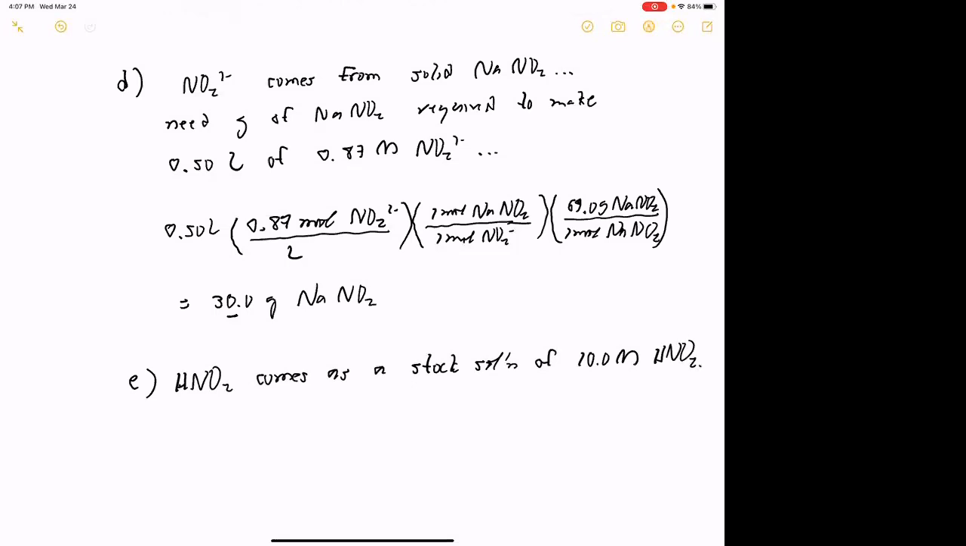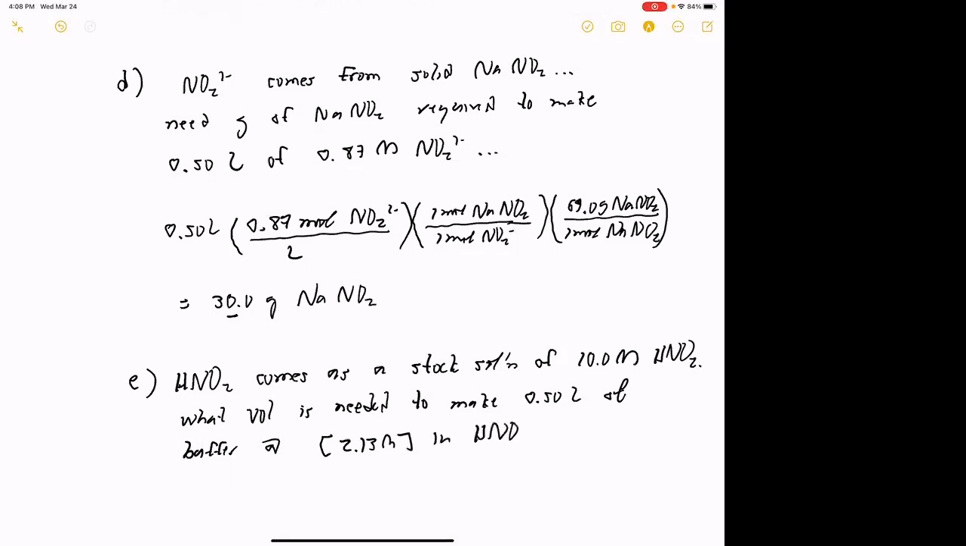All right, so what volume do I need? Again, what we're going to do is make 0.50 liters of buffer at a concentration of 2.13 molar in HNO2. Okay, so that's what I'm trying to figure out.